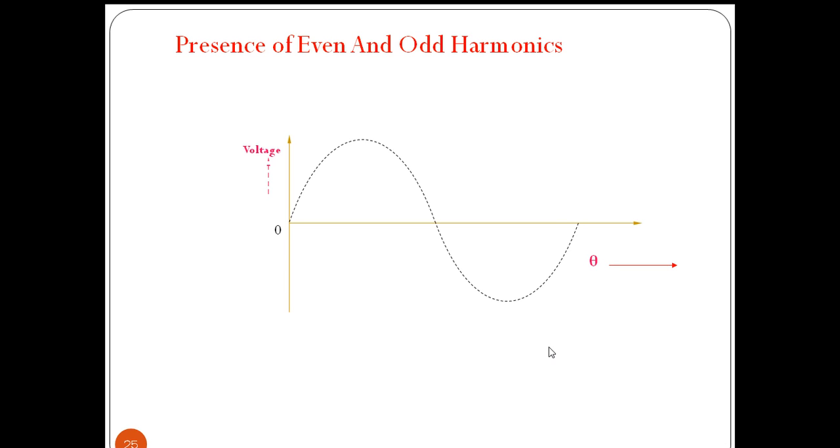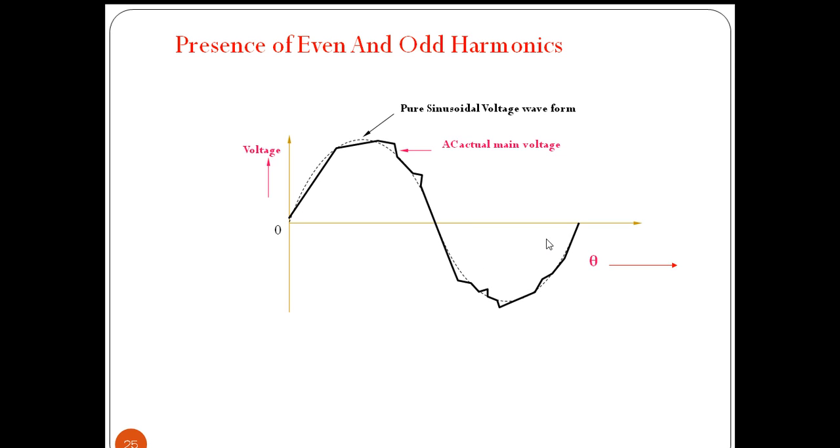In the presence of even and odd harmonics, the dotted line is the pure one. Because of the presence of harmonics, the waveform will be distorted like this, and so we get the actual AC voltage. That is due to the presence of the harmonics, even and odd harmonics.